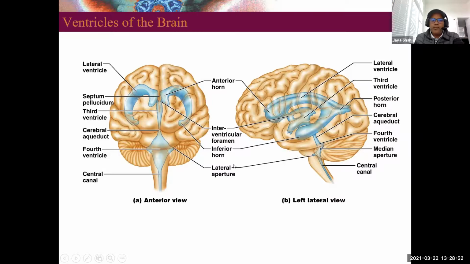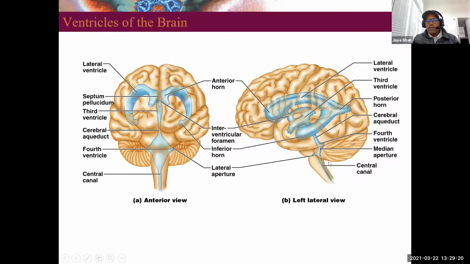This is the lateral aperture. There are two: in the left side, this is the left, and in the right side, which you cannot see, that will be the right lateral aperture. And they open into the subarachnoid space. So now CSF is getting inside the subarachnoid space around the brain. And then you have a median aperture here.